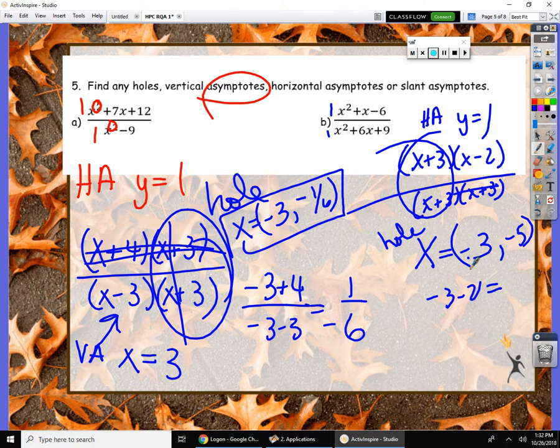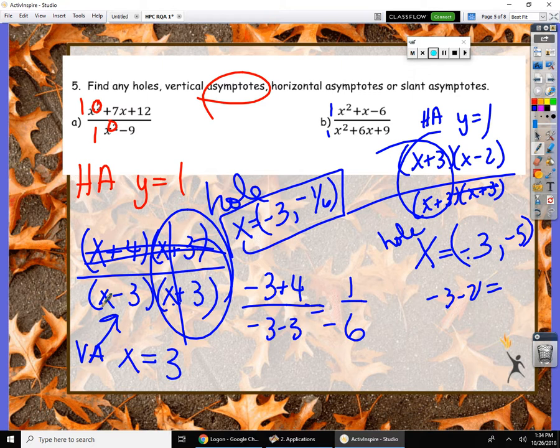I was talking about two different things, about when they matter and when they don't matter. Okay. Over here, the x plus 3 was a hole. The x minus 3 is not a hole, so it's still there. Anything left in the denominator that is not a hole is a vertical asymptote.